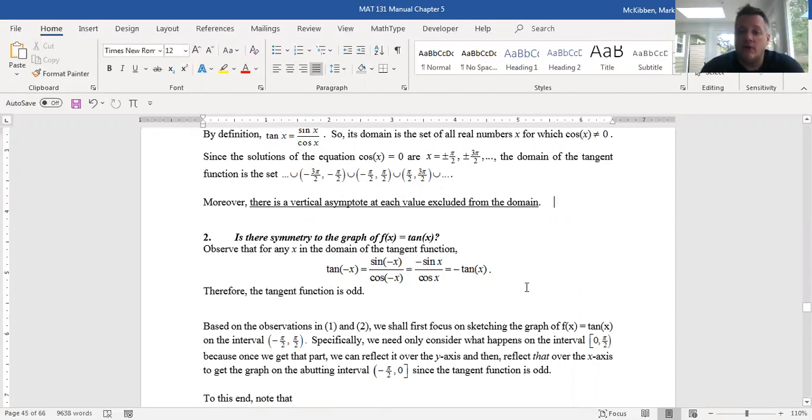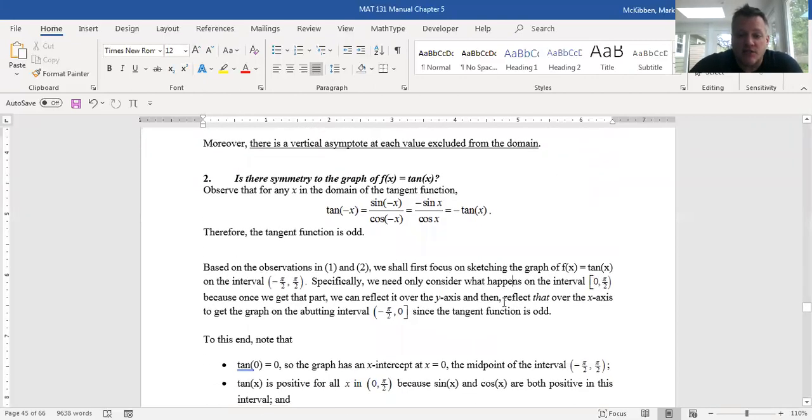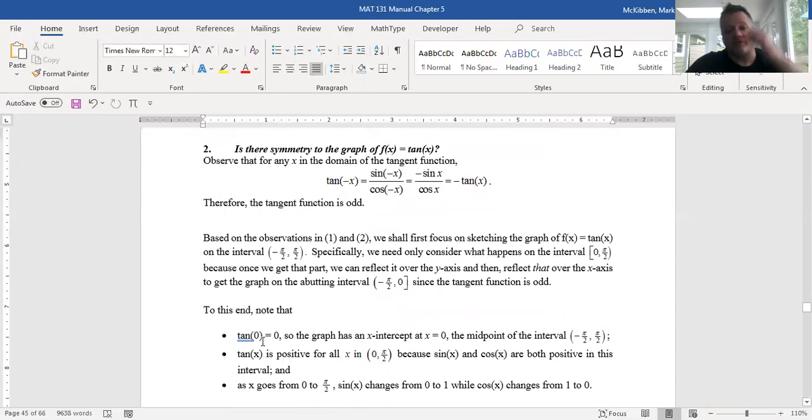So its graph is symmetric about the origin, right? So the part to the right of the origin, you reflect over the y-axis and then over the x-axis. All right, so let's actually take a look at what happens on 0 to pi over 2, and then whatever it is, we'll reflect it over the x and then the y. All right, so first off, tangent of 0 is equal to 0, right? Because remember, tangent is sine over cosine. Sine is 0 and the cosine of 0 is 1. So we know that there's an x-intercept at 0, which is right between negative pi over 2 and pi over 2. This is the first period, so to speak, of the tangent graph, and it occurs at its midpoint.